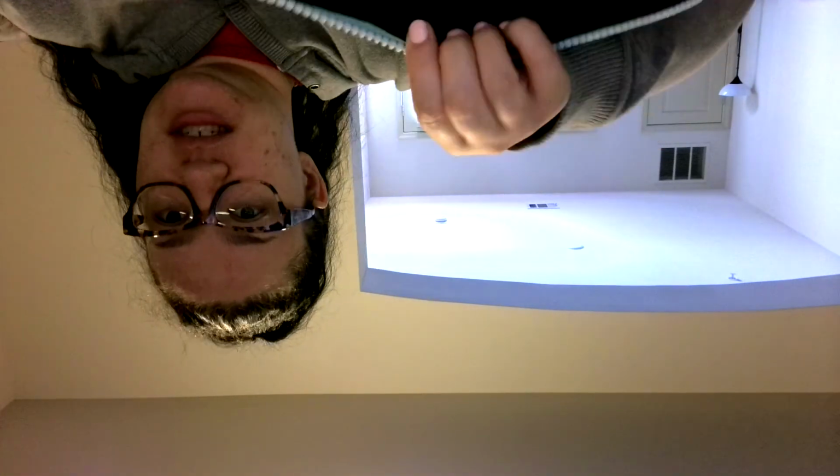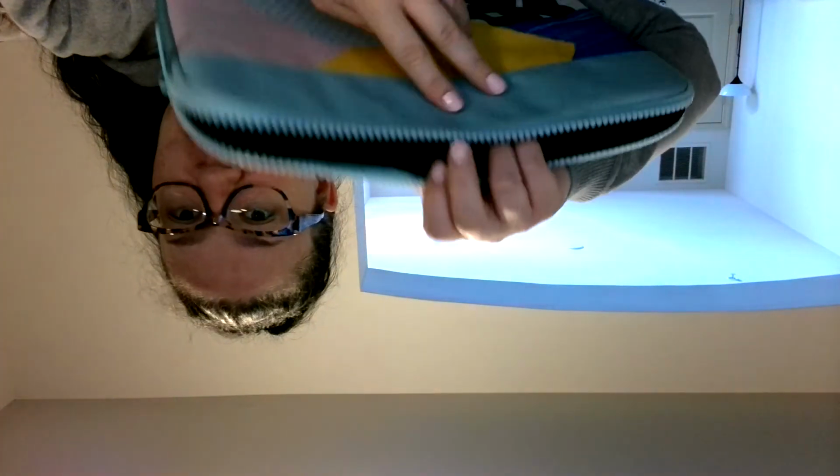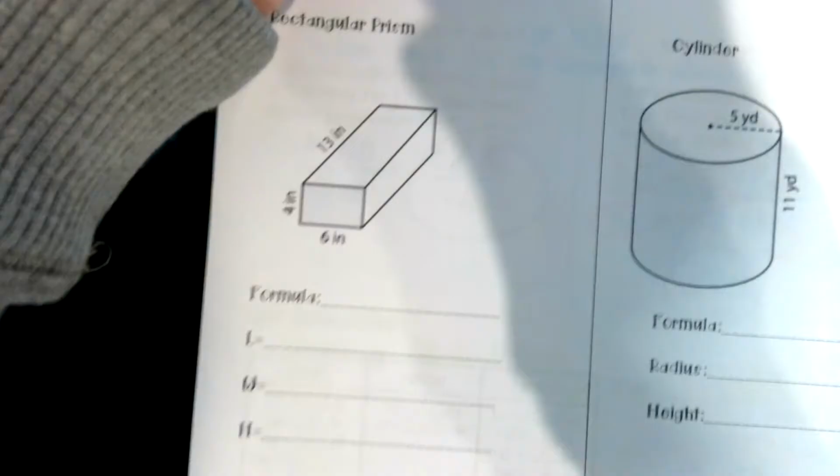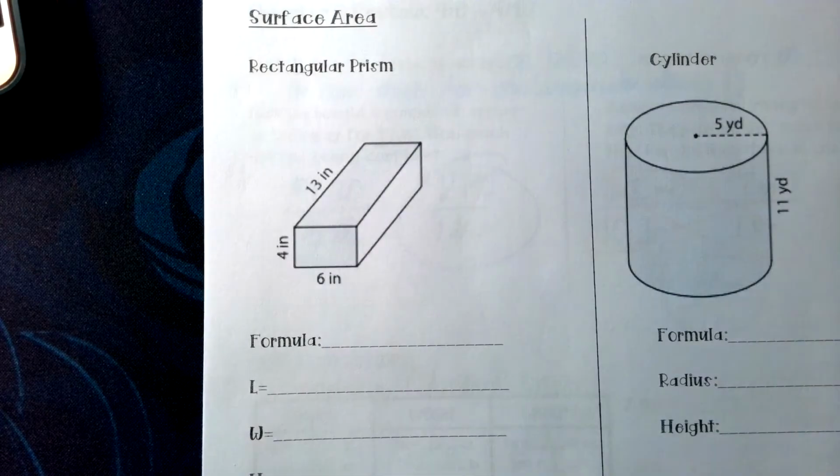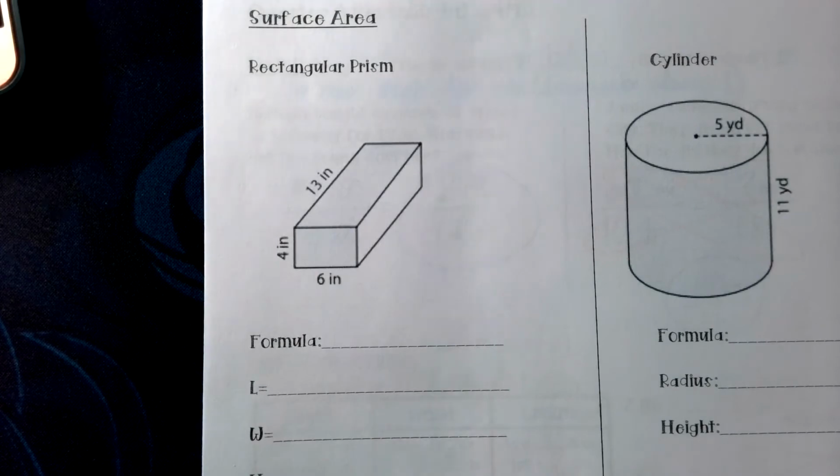Or how much fabric did they use to make my laptop sleeve? Or how much cardboard did they need to make this pencil cup? That's surface area, how much stuff is on the outside. We learned surface area for rectangular prisms and for cylinders.